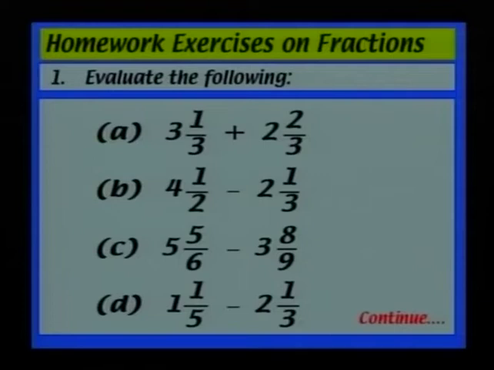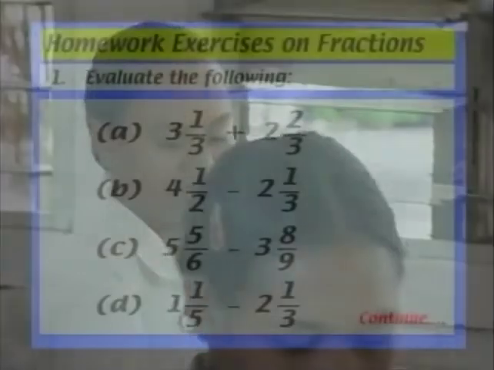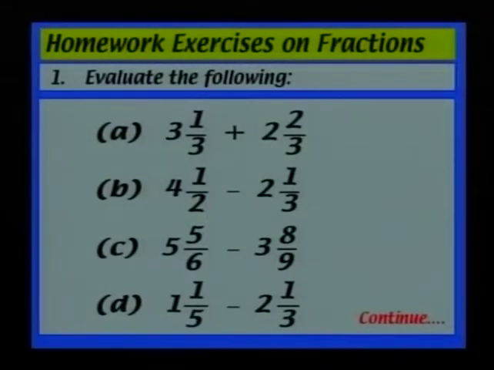3 1/3 plus 2 2/3. 6. Okay, the answer for A is 6. B, Raylene? 2 1/6. 2 1/6 is correct. Agnes? C? 1 17/18. 1 17/18 is correct.